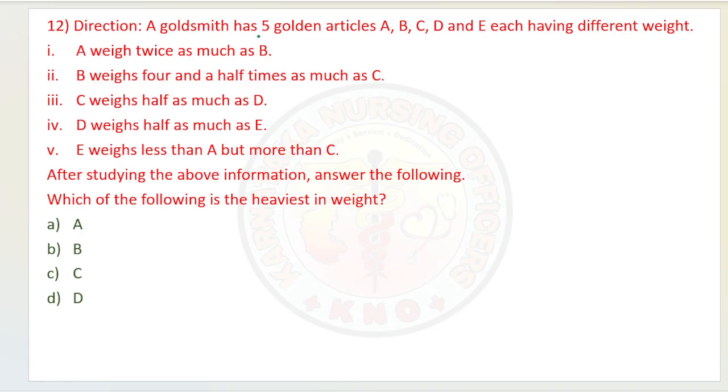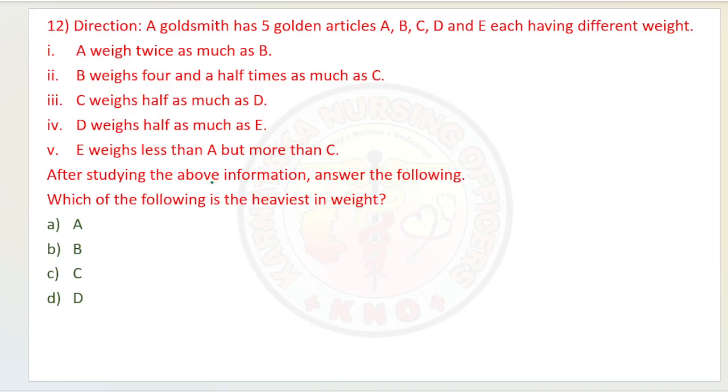A goldsmith has 5 golden articles A, B, C, D and E, each having different weight. Statement 1: A weighs twice as much as B. Statement 2: B weighs 4.5 times as much as C. Statement 3: C weighs half as much as D. Statement 4: D weighs half as much as E. Statement 5: E weighs less than A but more than C.